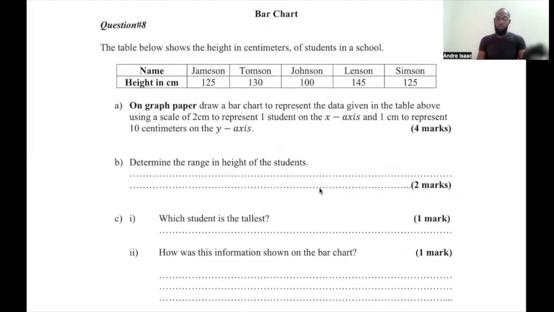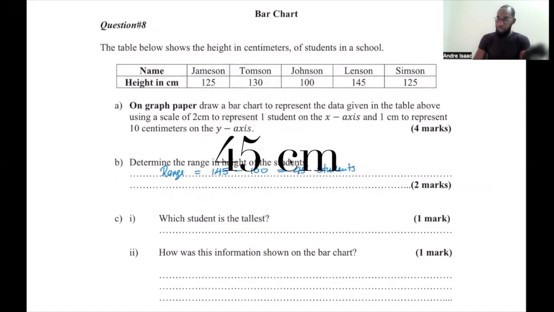Determine the range in height of the students. The range is the highest number minus the lowest number. The largest number is 145, the smallest number is 100. So the answer is 45. That's the range.